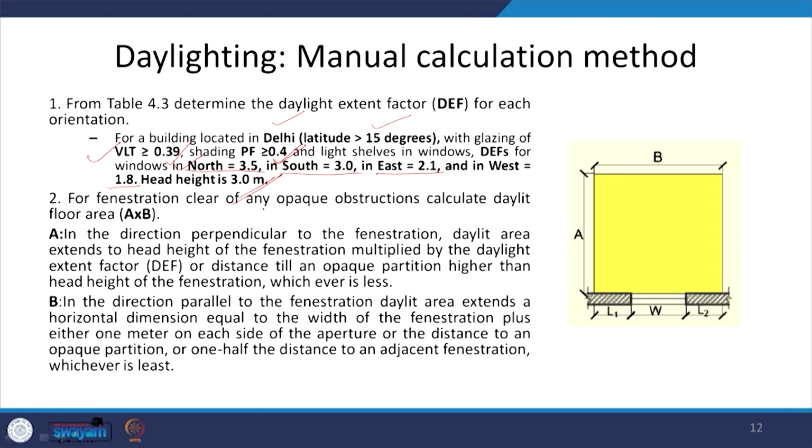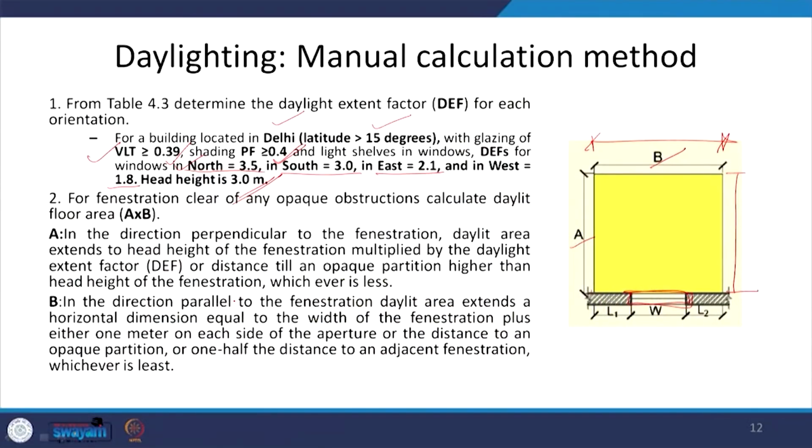Now, based upon all this, we have to calculate the area which will be daylit because of this window here. So, we have to know these dimensions A and B. A is the depth up to which the daylight will be available, and B is the horizontal dimension up to which the daylight will be available, considering that there is no opaque partition in this given area. In case there is an opaque partition higher than the head height of the fenestration, the extent will reduce.